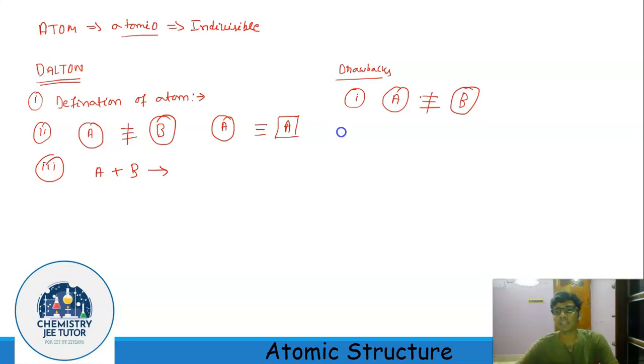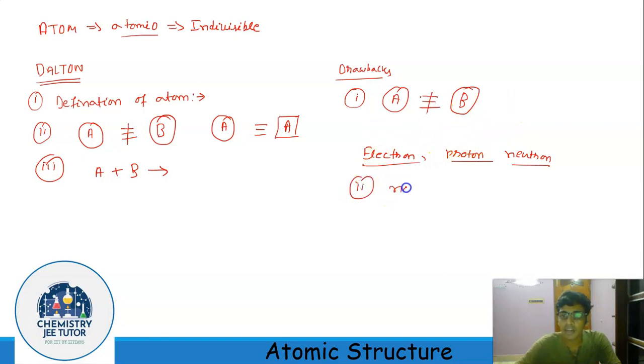Later, in the end of the 19th century, scientists discovered many subatomic particles: electron, proton, neutron. So after the discovery of the subatomic particles, atom is no longer an indivisible particle. So after the discovery of the subatomic particles, Dalton's atomic theory has been discarded.